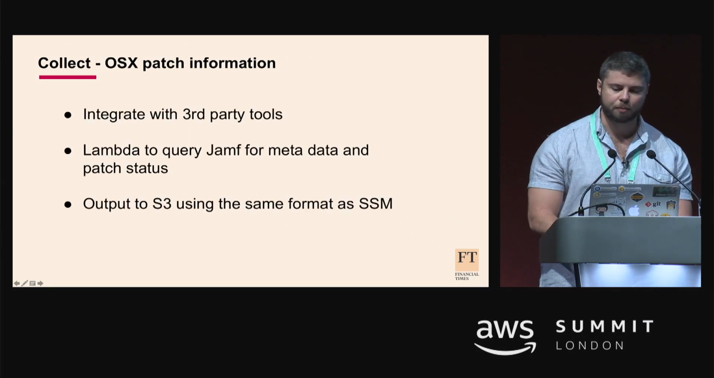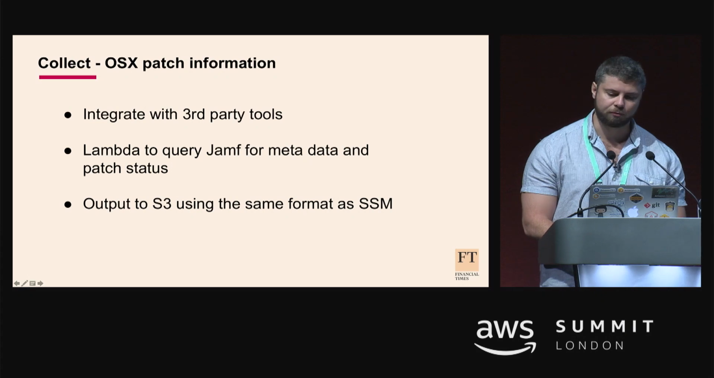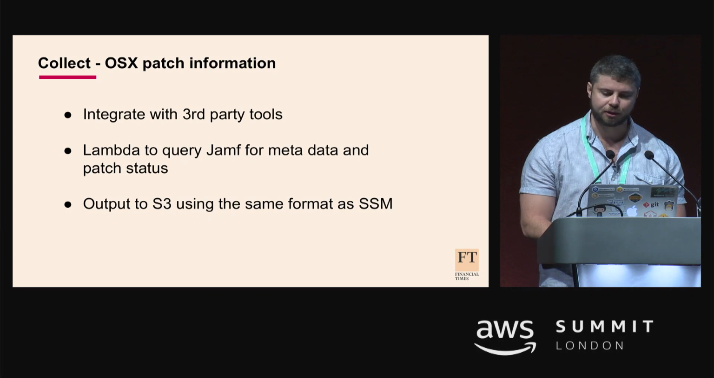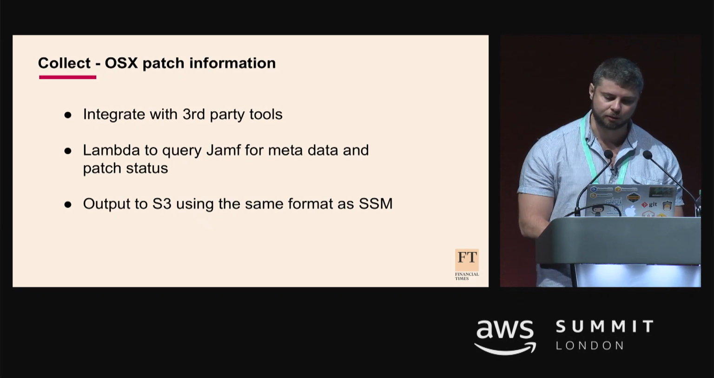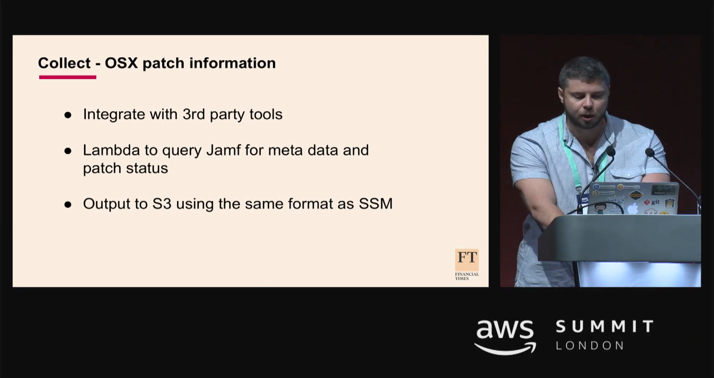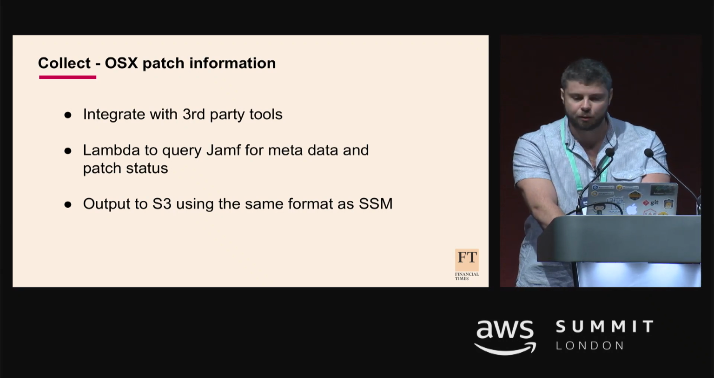We do the same thing with our Macs. Using the Jamf API, we can retrieve all the metadata we need to determine patch compliance and transform this data to the compliance item and compliance summary format and store it directly in our S3 bucket. We don't need to perform any additional lookups for this version information, as Jamf has everything we need.